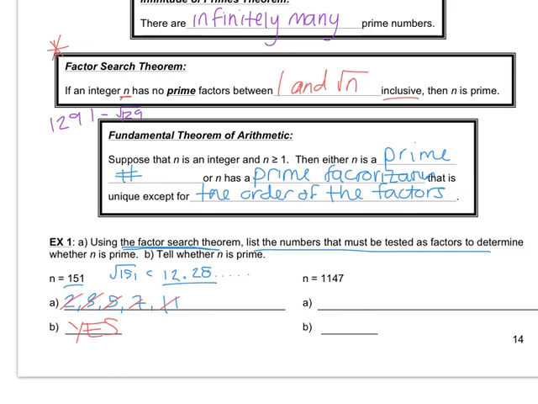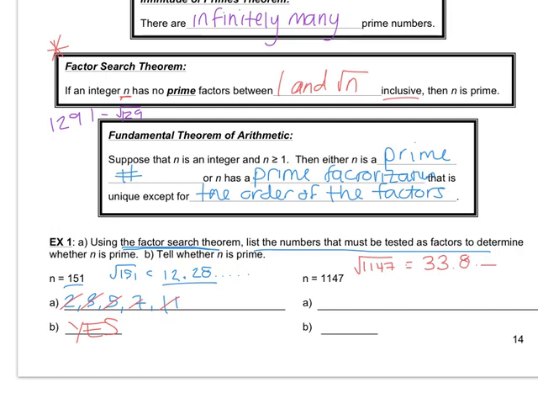So let's do this next one here. 1,147, is that a prime number? So we need to check all of the prime numbers between 1 and the square root of 1,147. So you would use your calculator, find the square root of 1,147, which is 33.86.